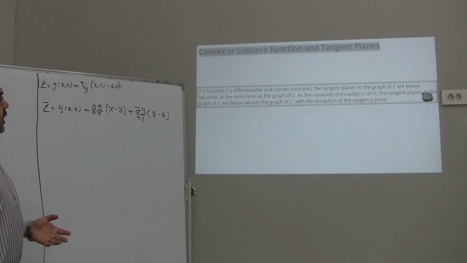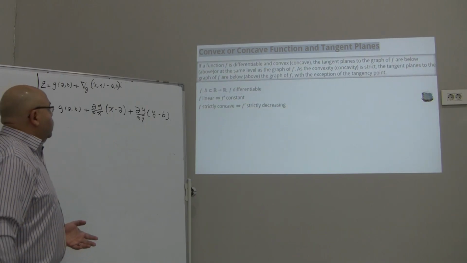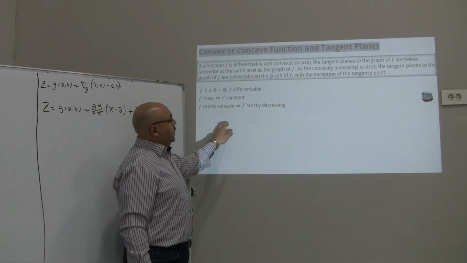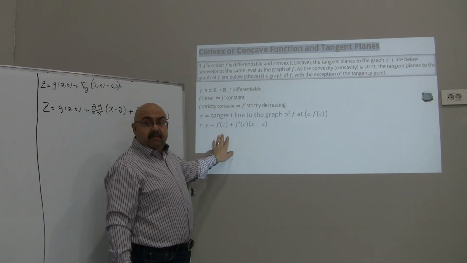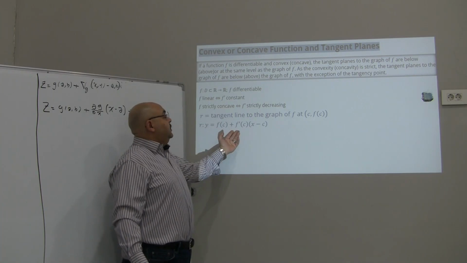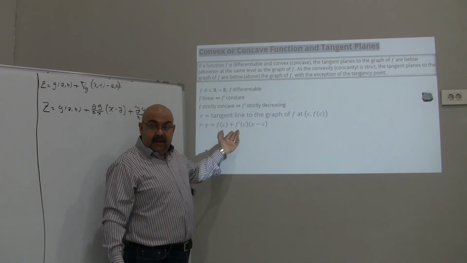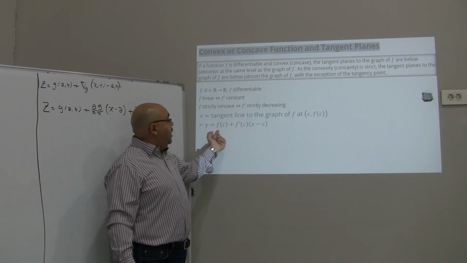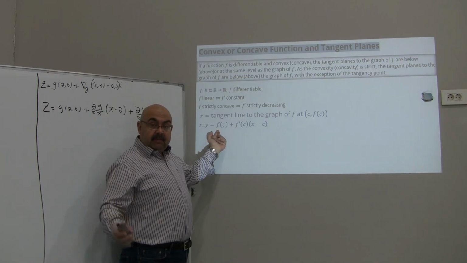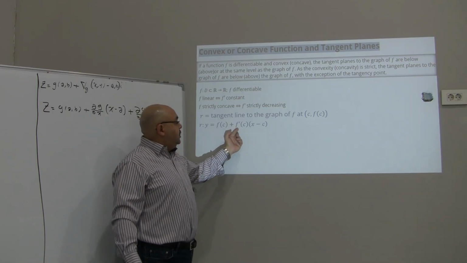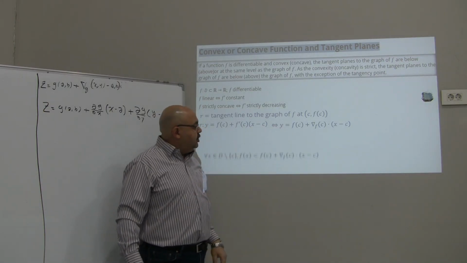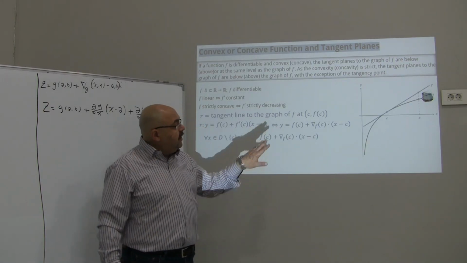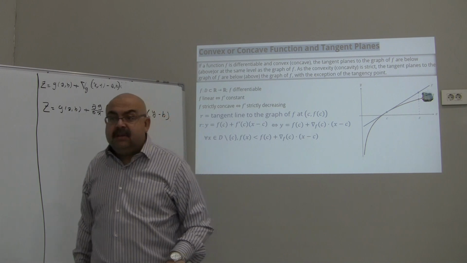For convex or concave functions and the tangent, in the case of two dimensions it's going to be the same, but it's not going to be a plane. It's going to be just a simple straight line, and the tangent line is going to be f at c, which is the tangency point, plus f dash c times x minus c. That's the generalization of this rule, and it is also explained in this simple graph.